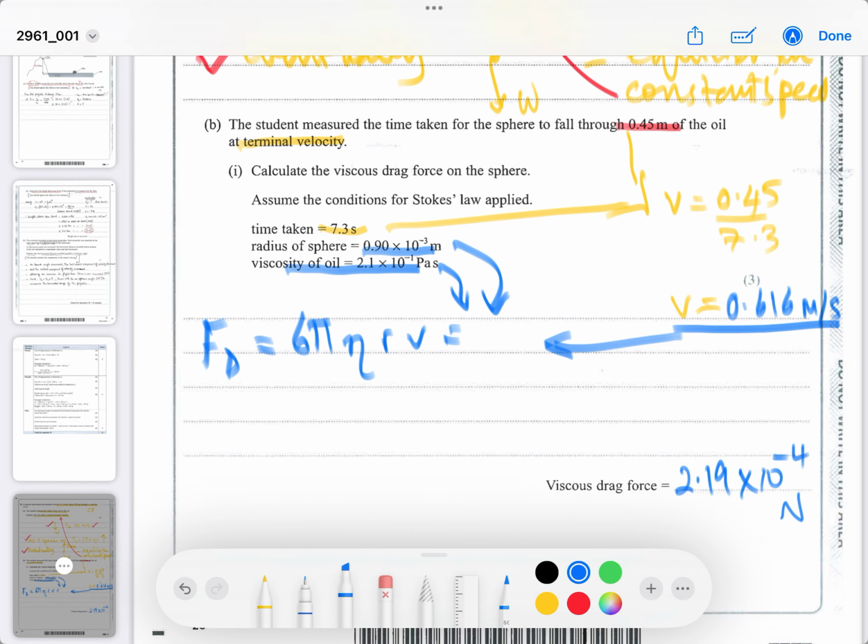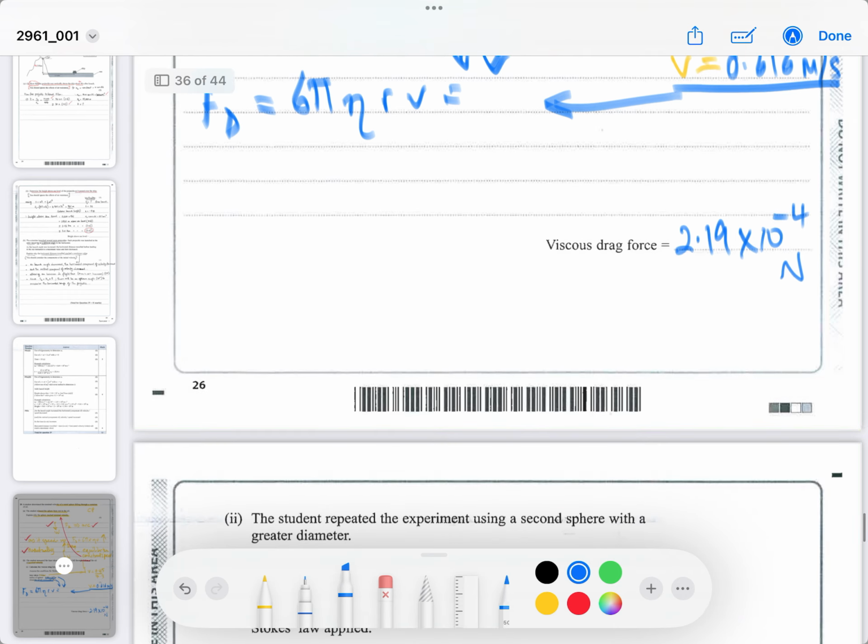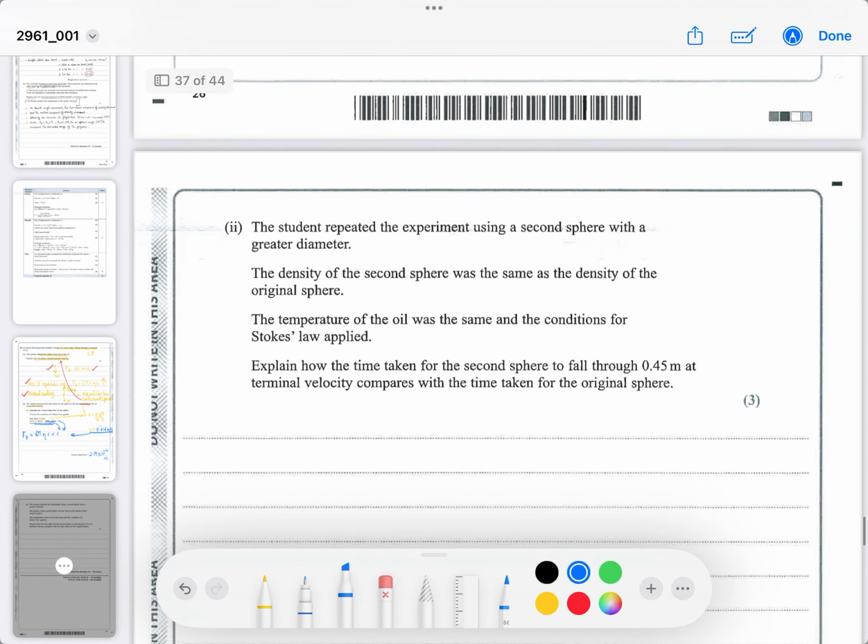If you can't get that, have a look at the mark scheme as I need to get ready.